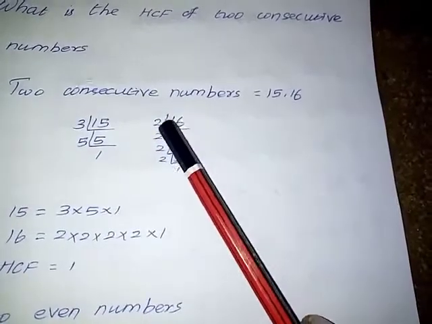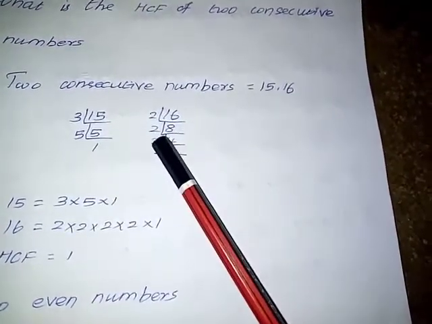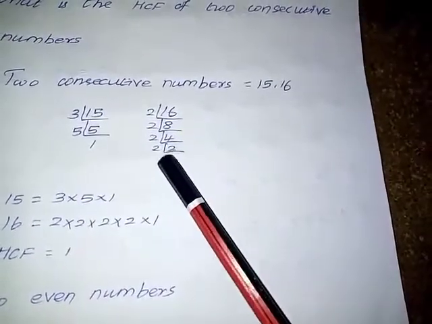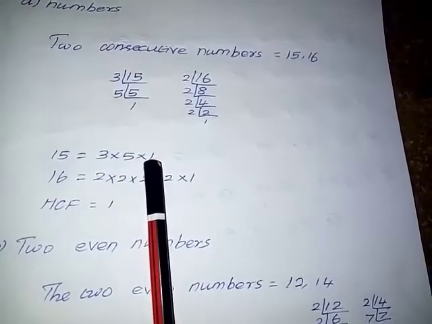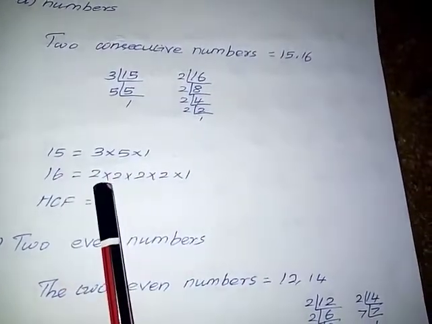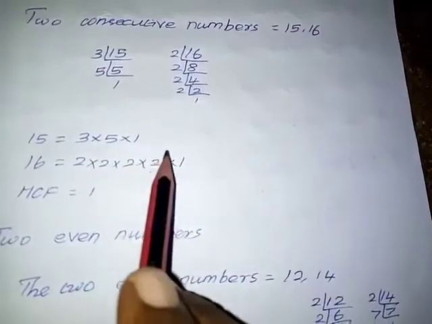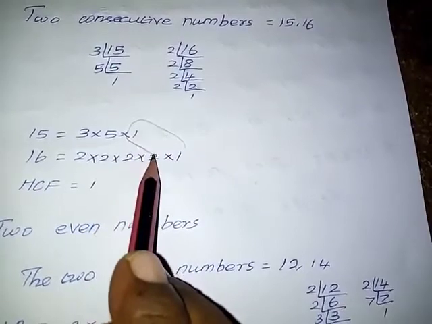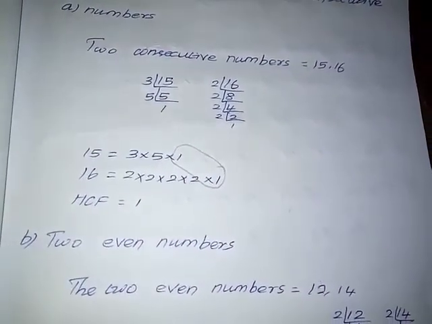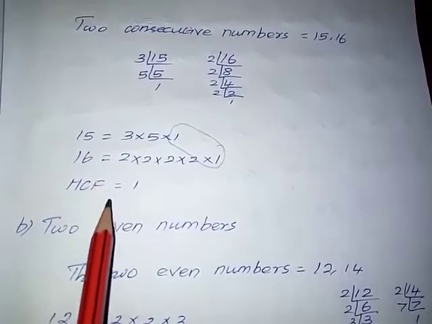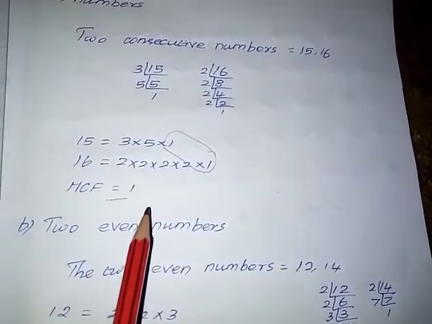Now 16 can be divided by the 2 table: 8. And 8 by 2 table: 4. 4 by 2 table: 2. And 2 is divided by 1. So 15 can be written 3 into 5 into 1. 16 can be written 2 into 2 into 2 into 2 into 1. Here the common is 1. Already we know 1 is a factor of all numbers. So therefore the HCF of 2 consecutive numbers is 1.